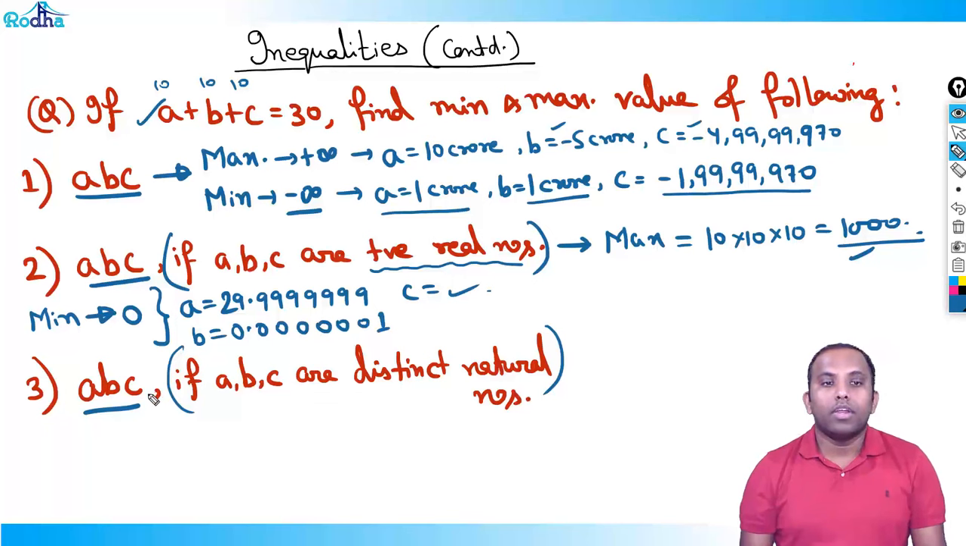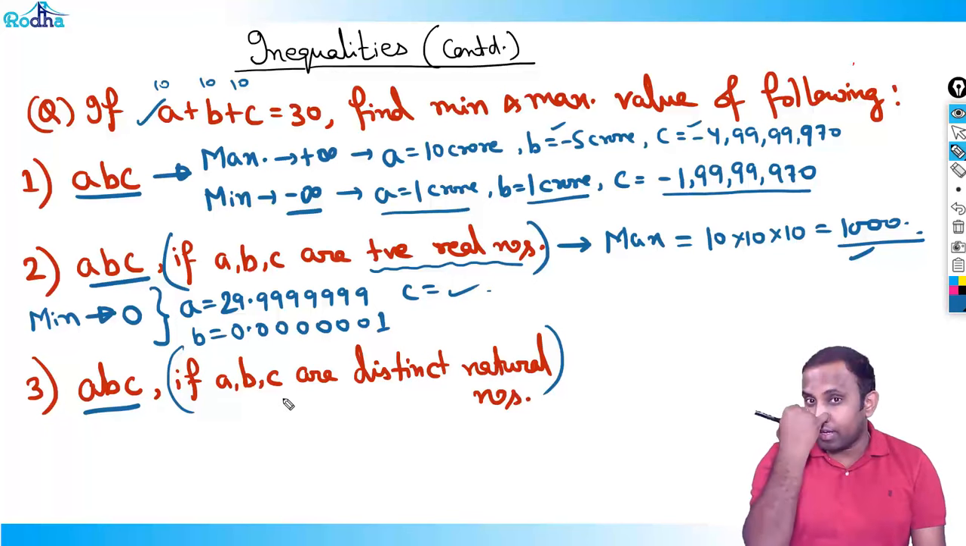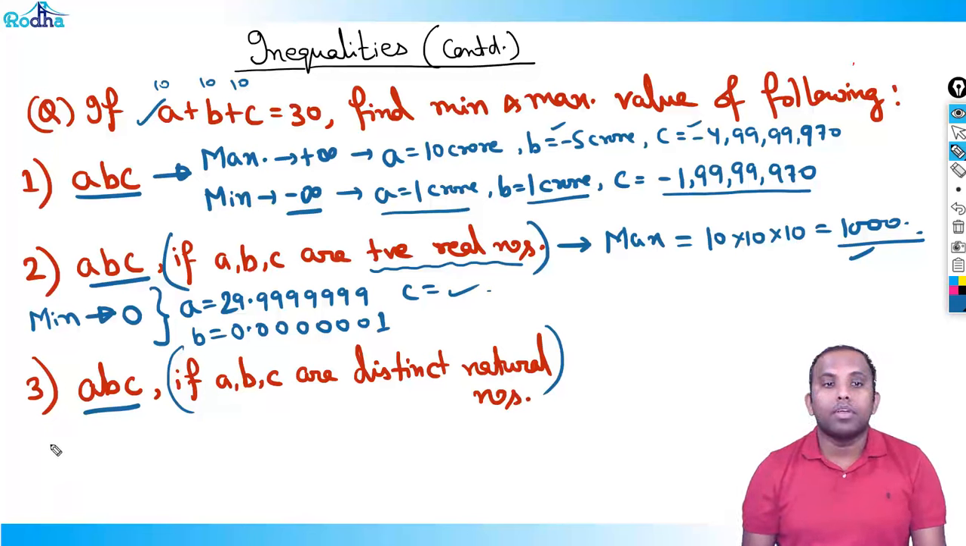So, third one now, A into B into C. If A, B, C are distinct natural numbers. Now, A, B, C are distinct natural numbers. Again, the funda is the same. For maximum, when the sum is constant, the product is maximum when numbers are equal or as close as possible.